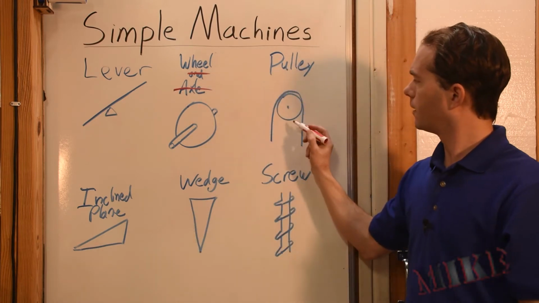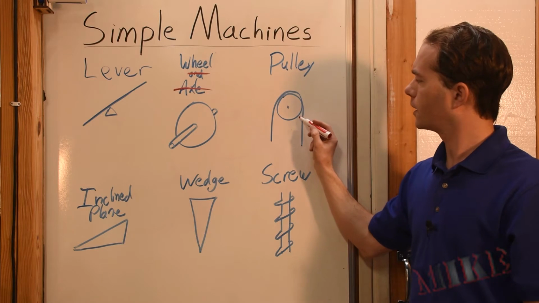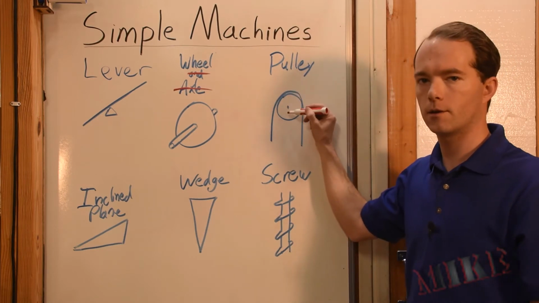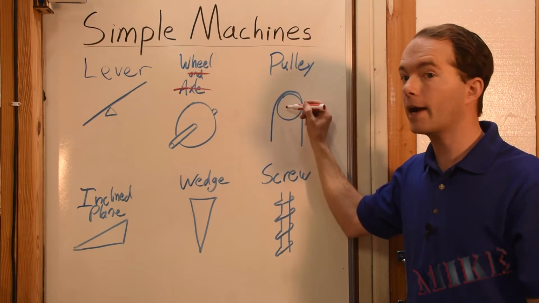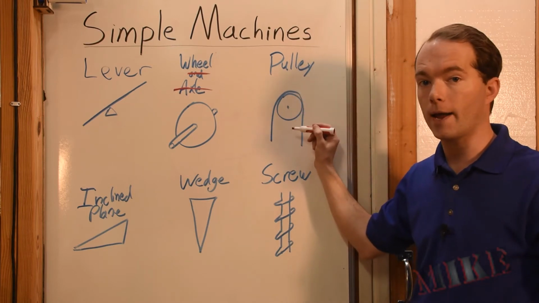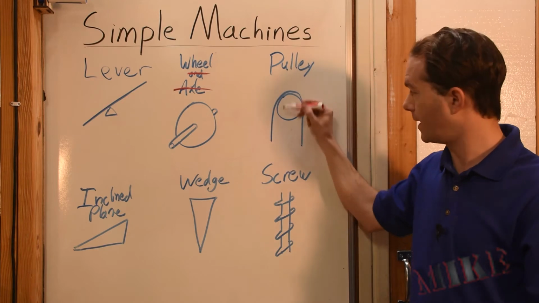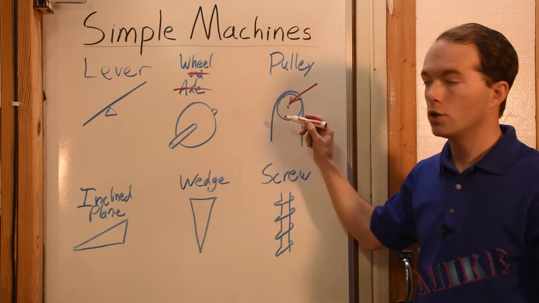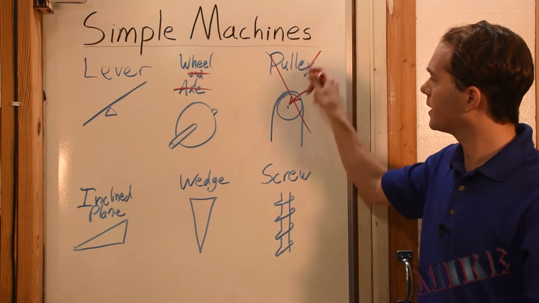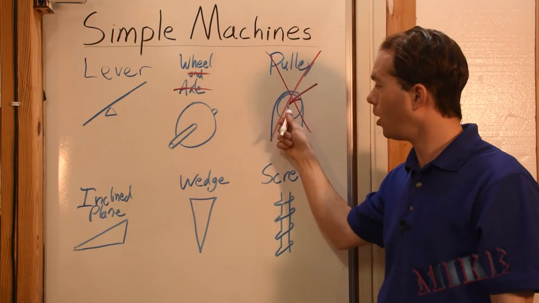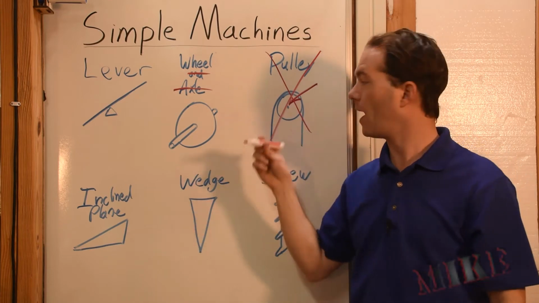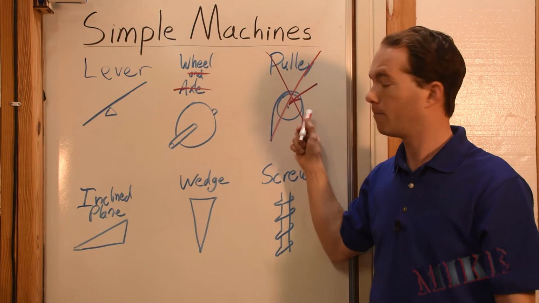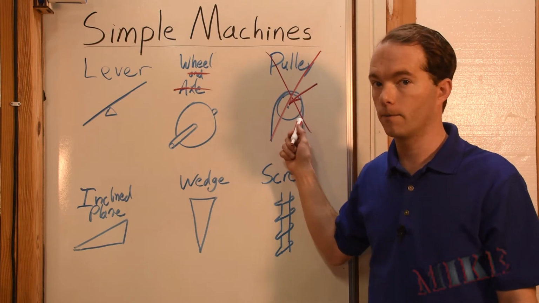The pulley. What is this thing right here? Yeah, this is a wheel and axle that is used in a slightly different way with either a rope, a cable, or a chain. But this thing right here is a wheel and axle. So a pulley is not a simple machine because it's composed of a wheel and axle. If you have to use another simple machine to define a simple machine, by definition, it's not simple anymore.